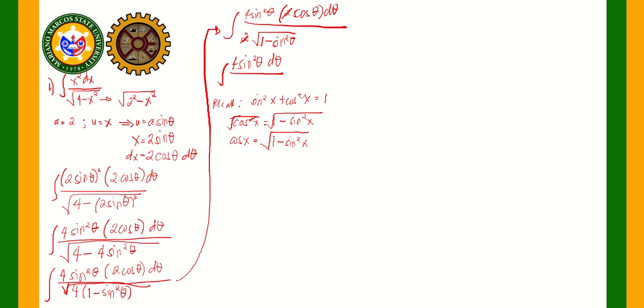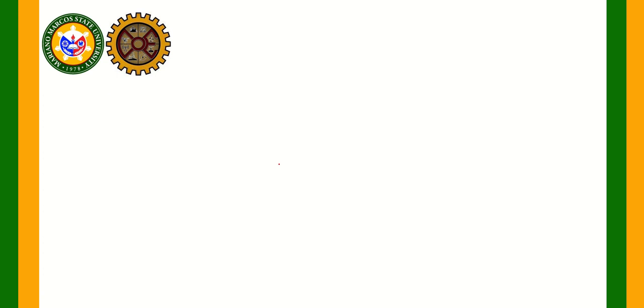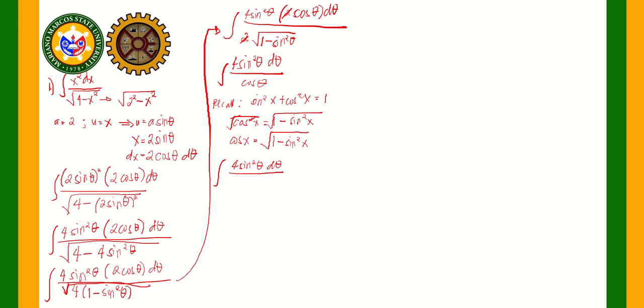Okay? So, ngayon, since this one is the same as this one, pwede nating palitan to with cosine theta, since theta naman yung variable na ginagamit natin. So, this will be equal to 4 sine squared theta d theta all over the square root of 1 minus sine squared theta, which is equal to cosine theta. Okay? So, from there, I forgot to write something dito. Sorry. Meron pa pala tayong, yan, si cosine theta.